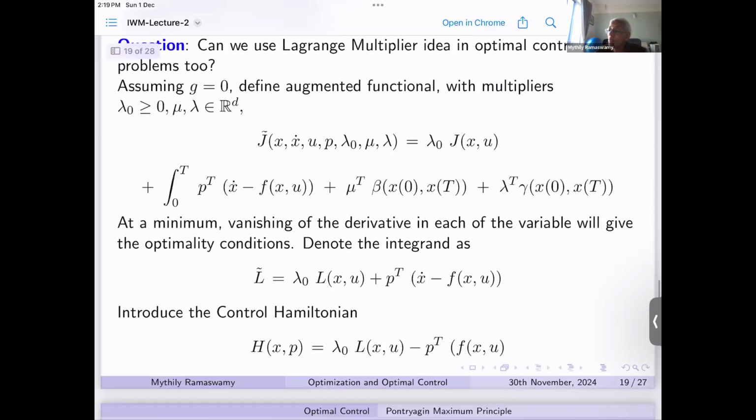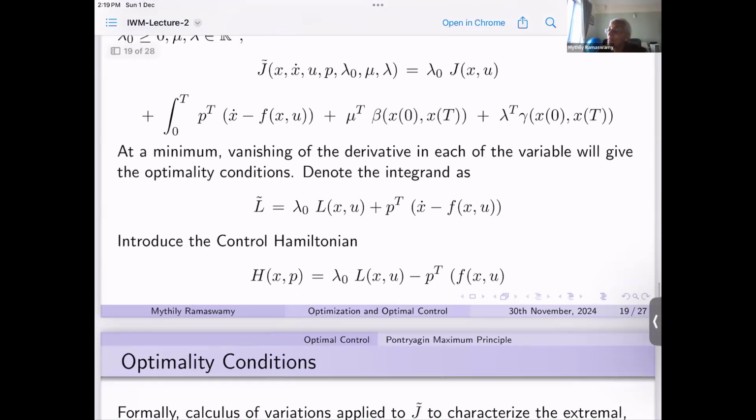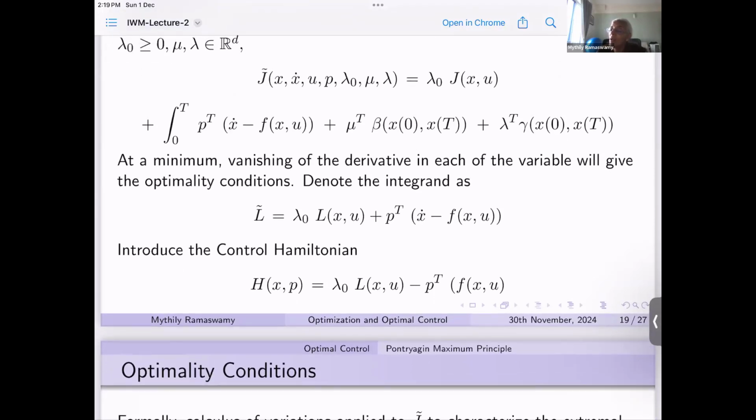Okay. So now there is a control Hamiltonian. Some people will introduce it with the negative of H, or this way I have introduced. So this will give me the optimality system to be a Hamiltonian system. That is why it is called a control Hamiltonian. There are also other explanations. So I have taken H equals lambda naught L minus P transpose f(x,u).